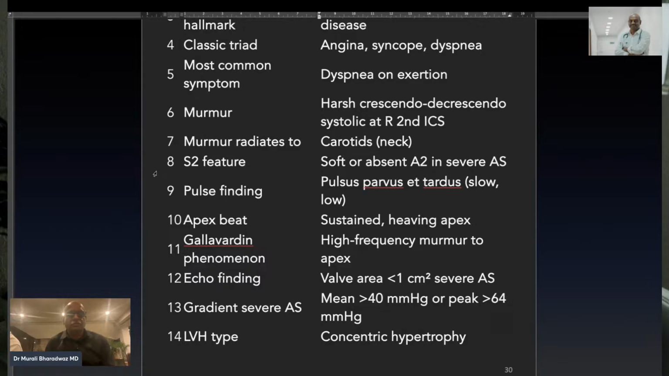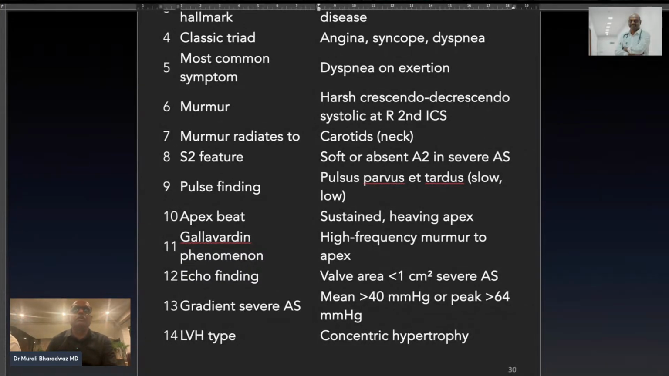Yeah, because there is... So quickly check. It is not closing quickly, sir. No, mild AS, moderate AS, how is S2?